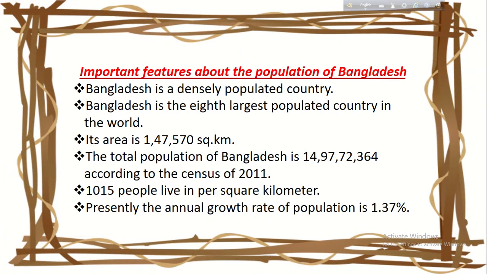So let's know some important features about the population of Bangladesh. We know Bangladesh is a densely populated country, and Bangladesh is the 8th largest populated country in the world. And what is the area? That is 1,47,570 square kilometers. According to the census report of 2011, the total population of Bangladesh is 14,97,72,364. And how many people live per square kilometer? That means what is the density? 1015 people live per square kilometer. And presently, the annual growth rate of population is 1.37%.